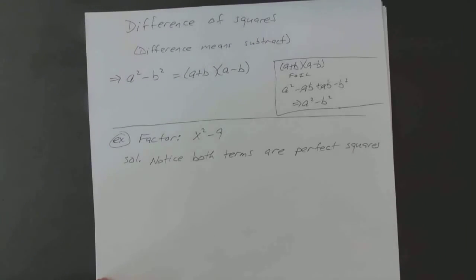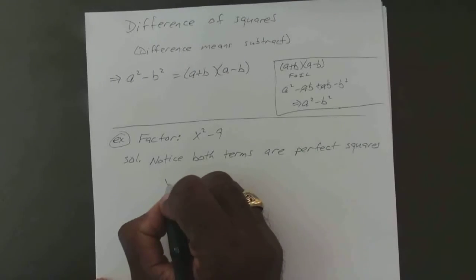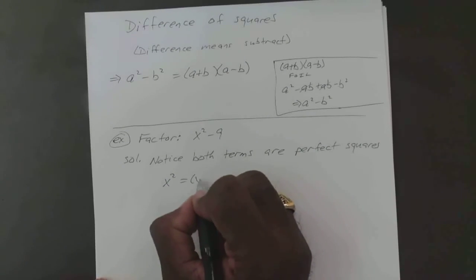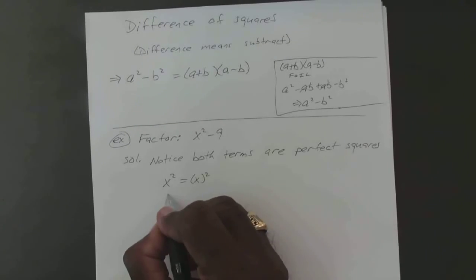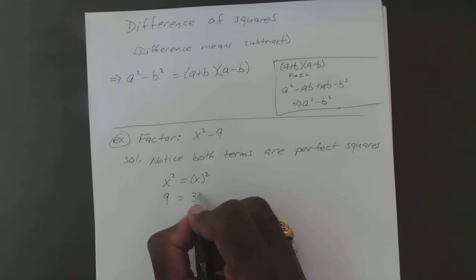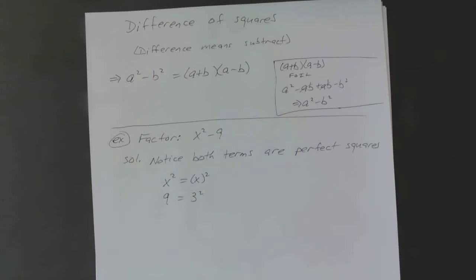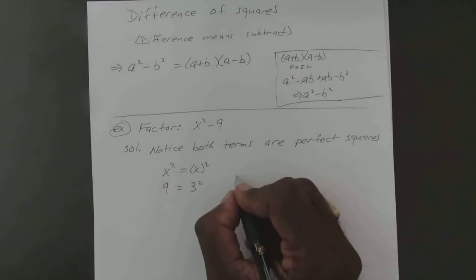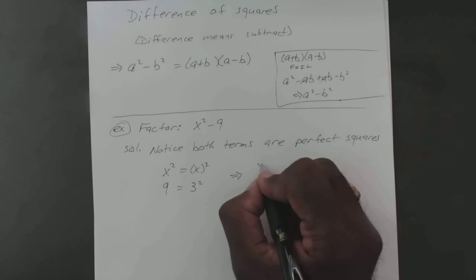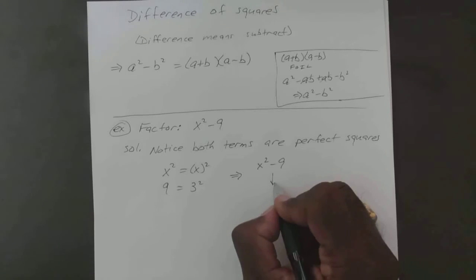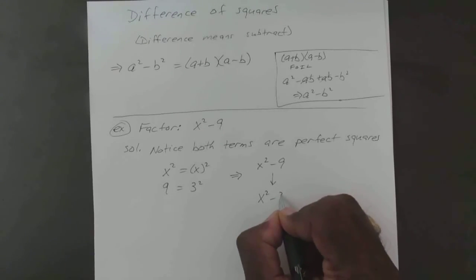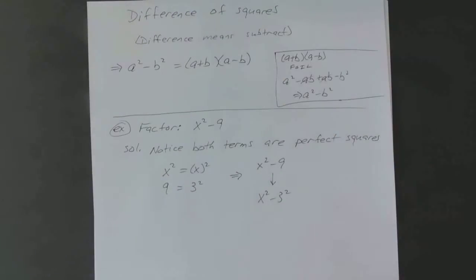Okay, so x squared is just, of course, x times x. Or you can rewrite it in parentheses. You don't have to. And 9 is just 3 squared. Okay. So that means our x squared minus 9 can be rewritten as x squared minus 3 squared. Hence the name difference of squares.